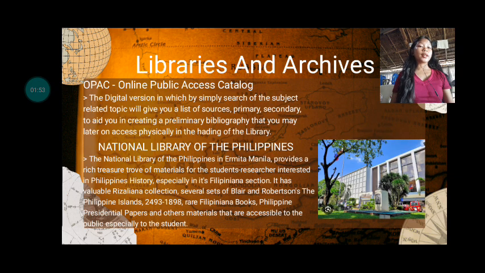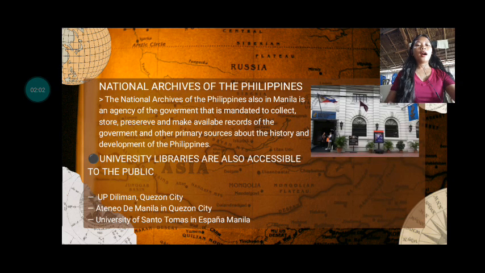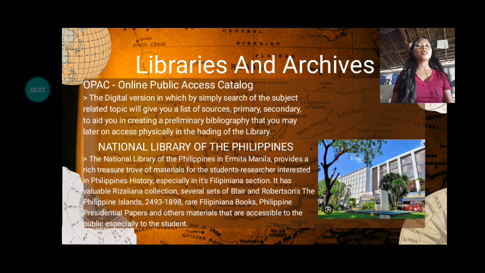Now let's move on to libraries and archives. We have the Online Public Access Catalog, the National Library of the Philippines, and the National Archives of the Philippines. First, we have the Online Public Access Catalog. It is a digital version where you simply search a subject-related topic and it will give you a lot of results. It can be primary sources or secondary sources, to aid you in creating a preliminary bibliography that you may later on access in the library if you will go to the library.